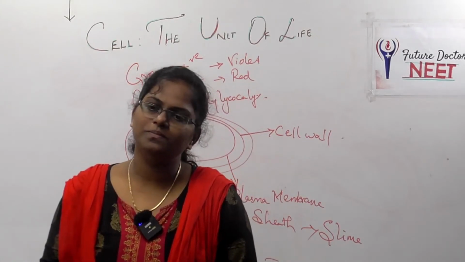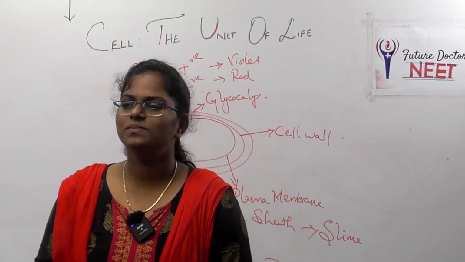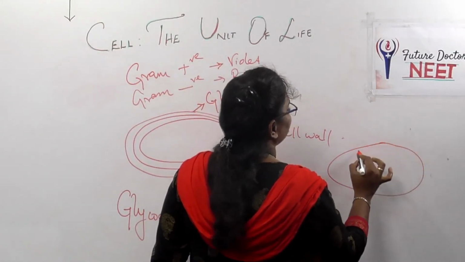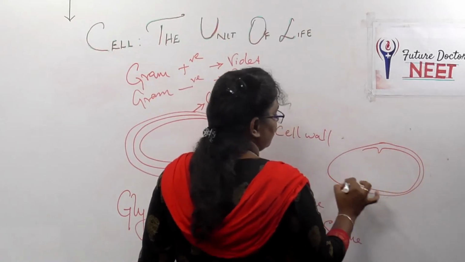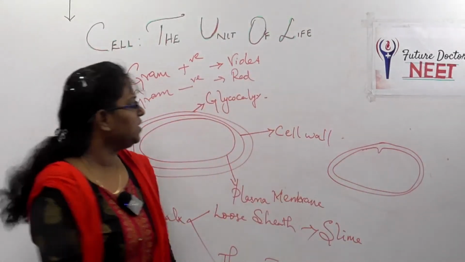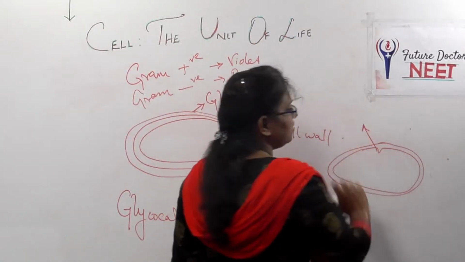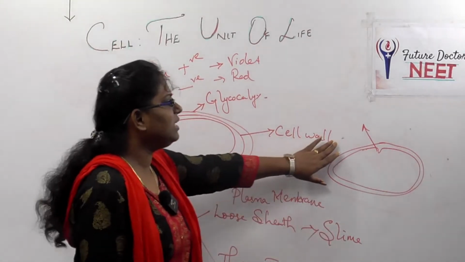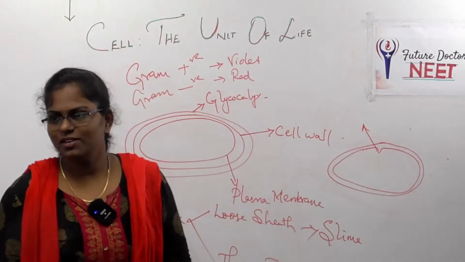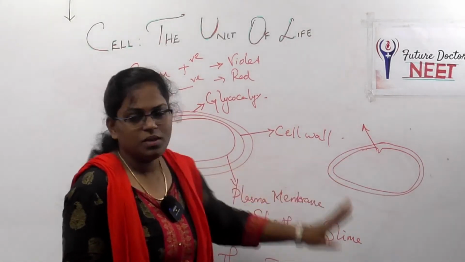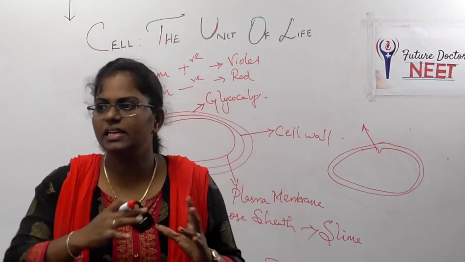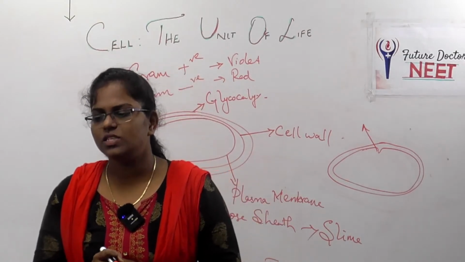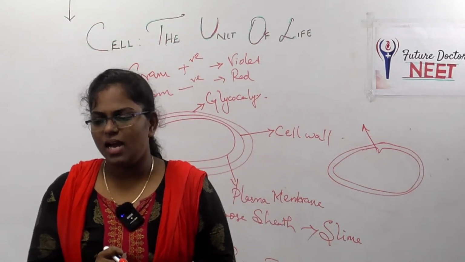What is mesosome? We have seen, no? An infolding structure. Infolding, we have seen, no? So this is a mesosome. Here mesosome is having some modifications. So what will be the modification? Mesosome, which is formed by the extensions of plasma membrane.